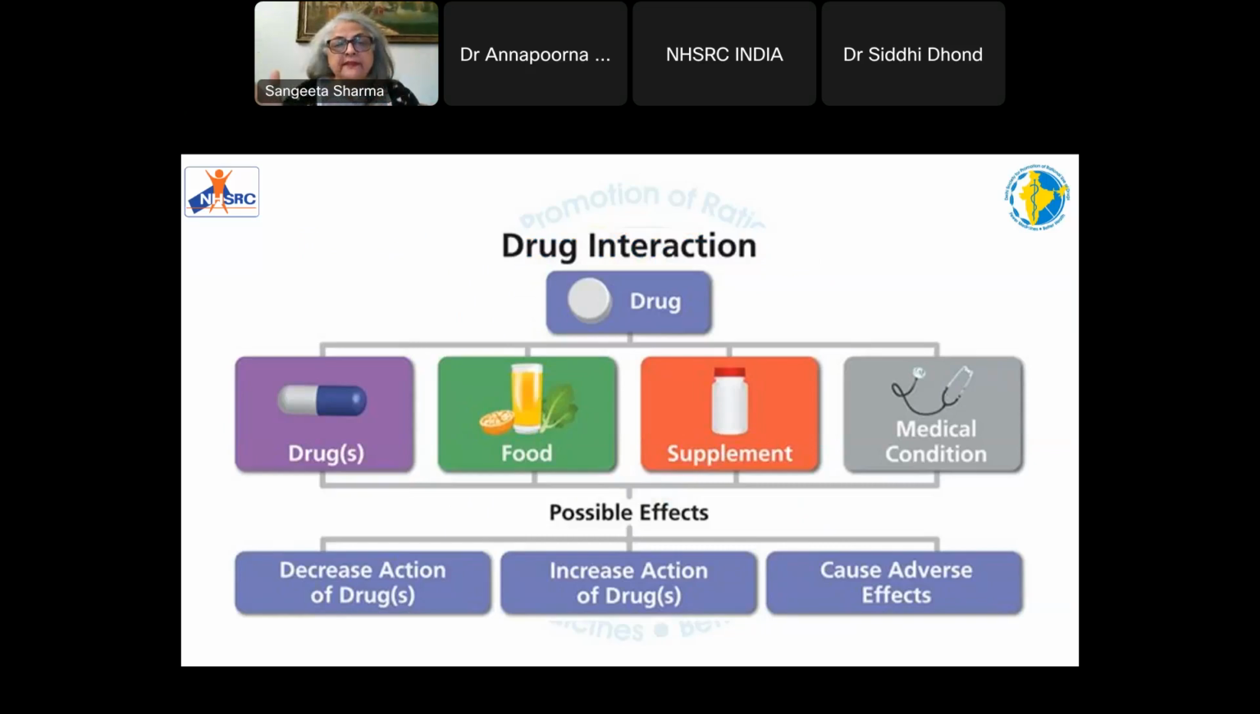As I said, these interactions can be with other prescription drugs, with food, with supplements, with other diseases. There are drug-disease interactions as well, which I'll be dealing with. So the outcome of this interaction could be three. Either it can lead to decreased action of a drug, or it can lead to increased action of a drug, or it can cause an adverse effect to a patient.